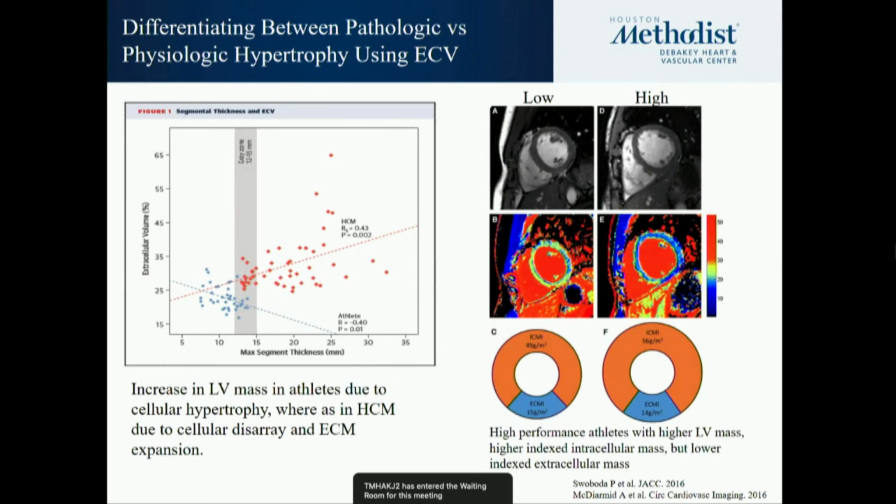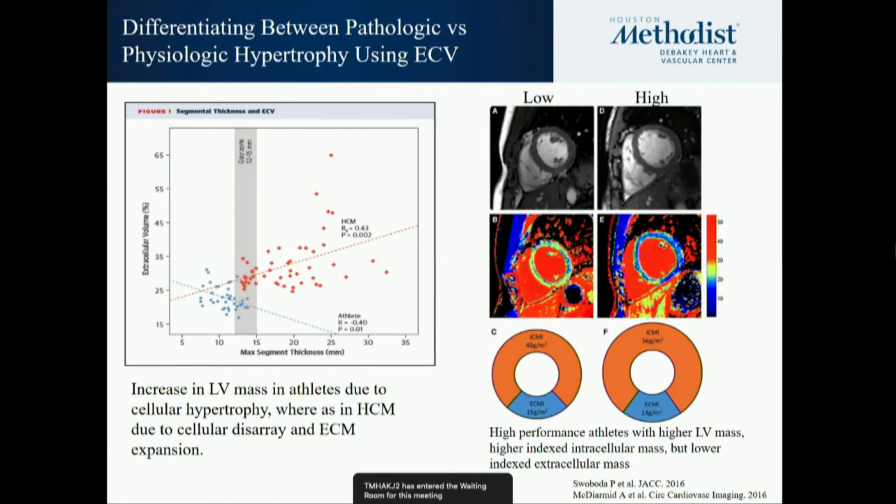And this particular study looked at LV mass in athletes and showed that the increase in the LV mass in athletes is primarily due to cellular hypertrophy, whereas in hypertrophic cardiomyopathy, it's due to extracellular matrix expansion. And on the right-hand side, you can see that high-performance athletes have a higher LV mass, and this is primarily driven by the higher indexed intracellular mass, as opposed to an increased expansion of the extracellular space.